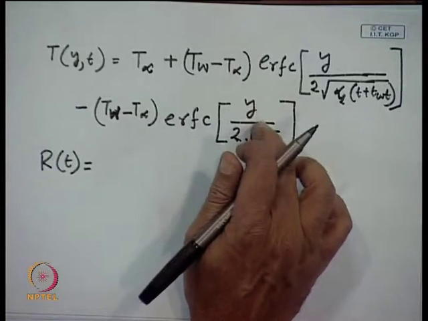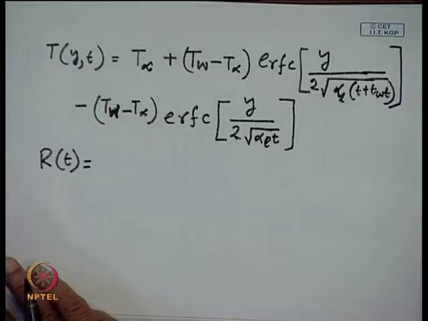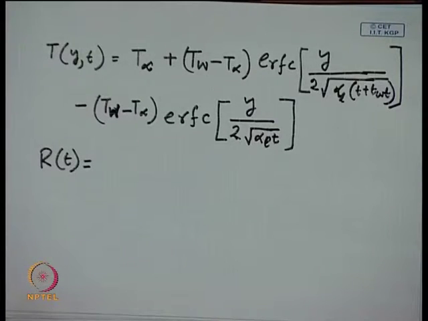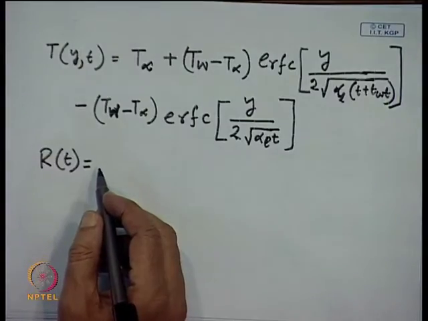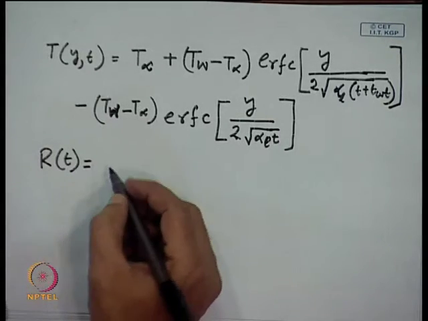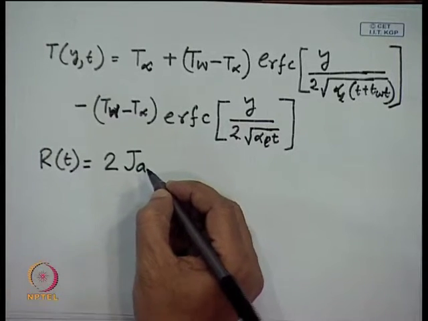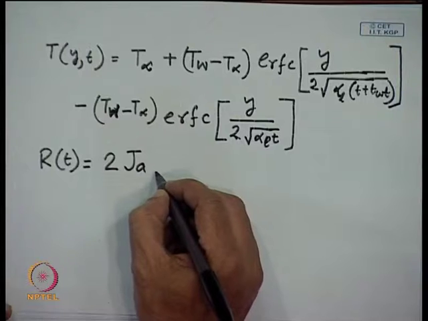We can predict the temperature gradient, K into temperature gradient, that will give you the heat flux at the bubble interface, and if that heat flux is related to the phase transfer, then we can get at what rate the bubble radius is increasing. So, doing all these things, one can get the expression for the bubble radius as a function of time. That is what I am going to write. That will be a function of Jacob number, which I have already defined.